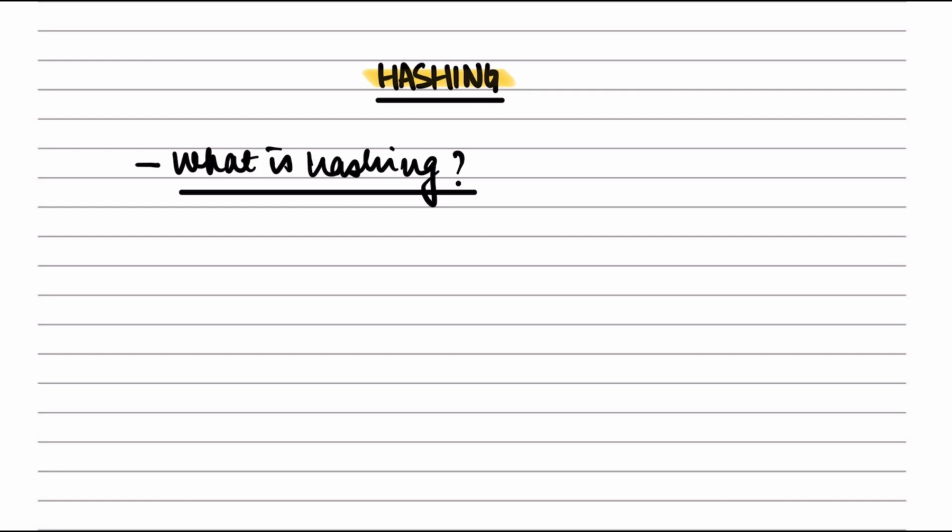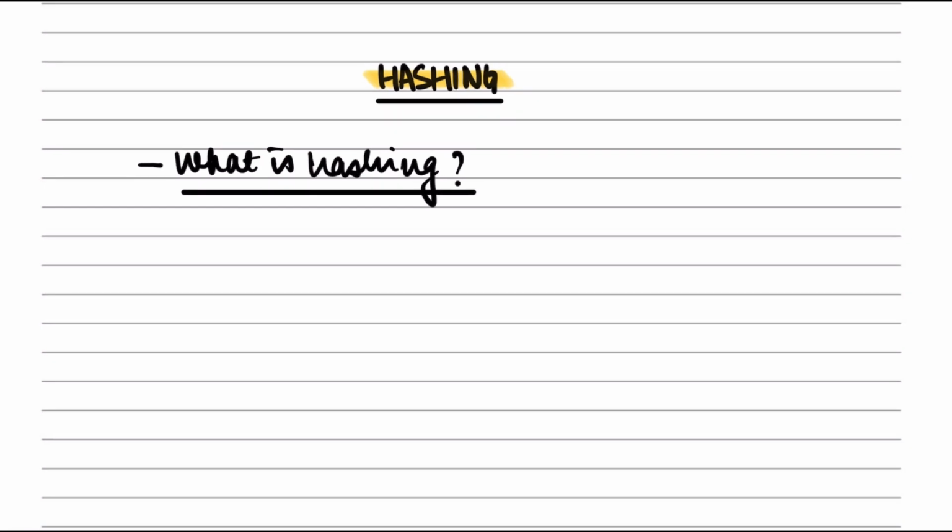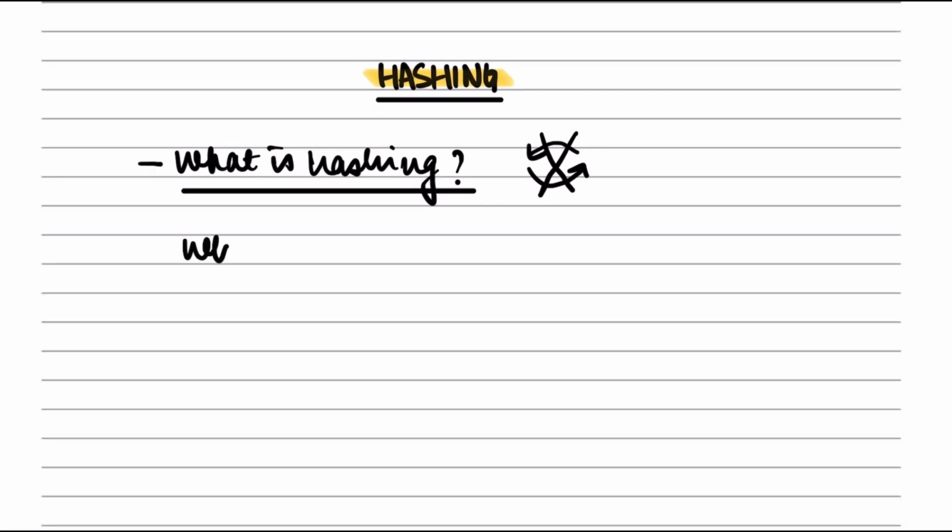The key characteristic of a good hash function is that it should be a one-way process, meaning it should be computationally infeasible to reverse the hash and obtain the original data. So why is hashing important?